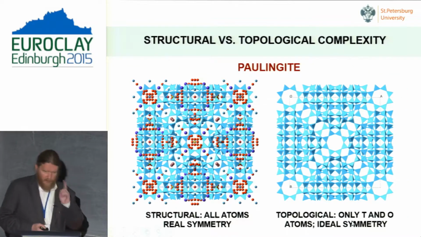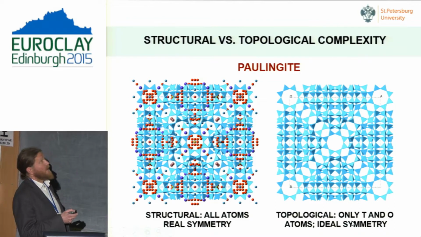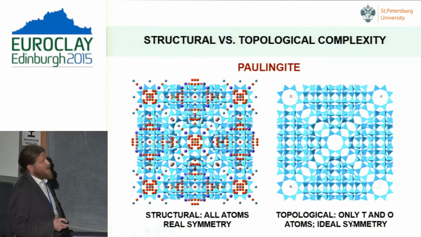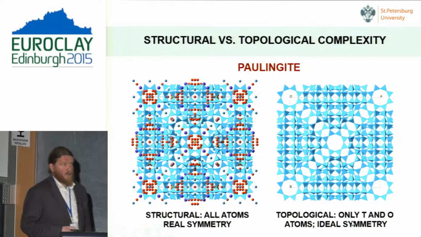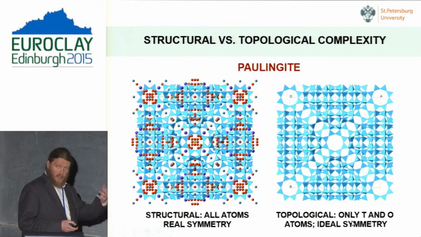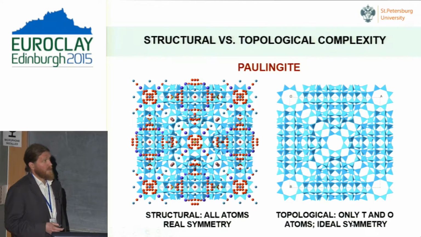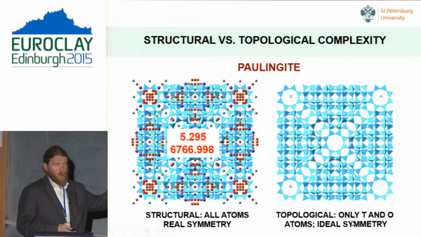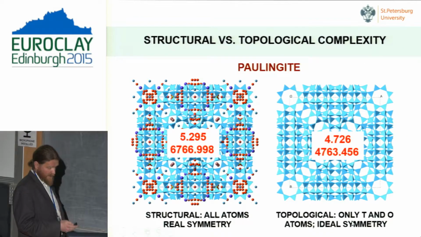It's important to distinguish between structural and topological complexity. So the structural complexity, for example, this paulingite. This is a very rare and very complex zeolite. And so the structural information takes into account all atoms and real symmetry. And topological information reflects the ideal symmetry and considers, in the case of zeolites, only the tetrahedrally coordinated atoms and oxygen atoms. So in this case, you can see structural information is always higher than the topological information. So here are the numbers.